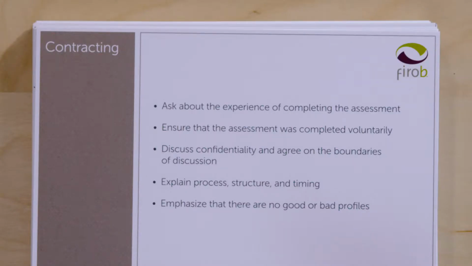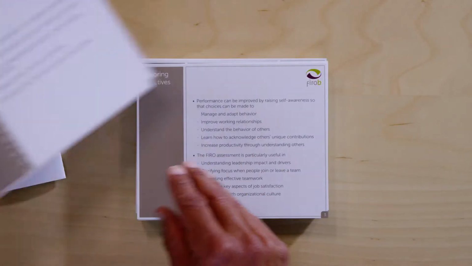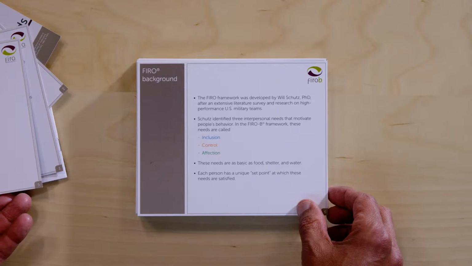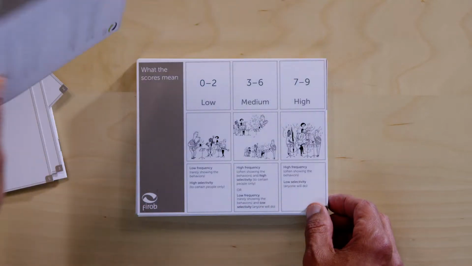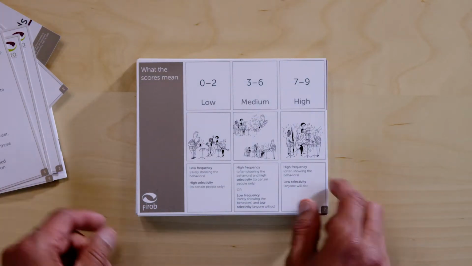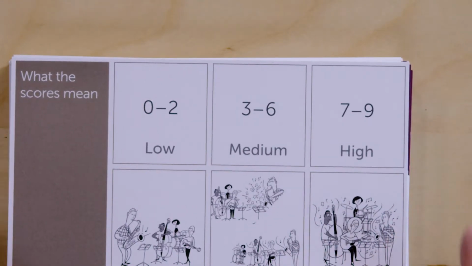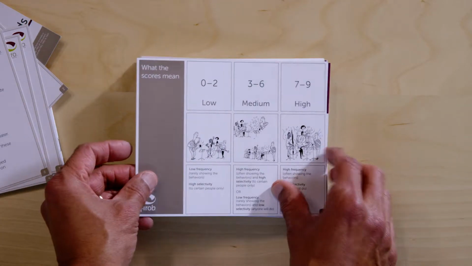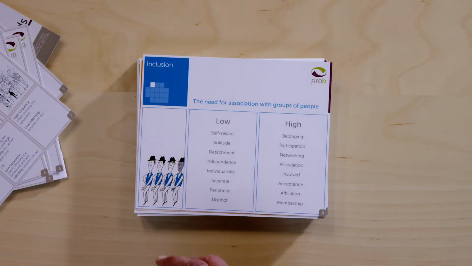Next are a series of cards with helpful reminders of key topics you can use to start a feedback session, including contracting, exploring, and agreeing on an objective, and background on the interpersonal behavior model and the FIRO assessment. It's important to explain the meaning of FIRO scores, numbers for FIRO-B, percentages for FIRO business, early on in your feedback session. These cards help you do that first for the interpersonal needs and then for the total needs later on.